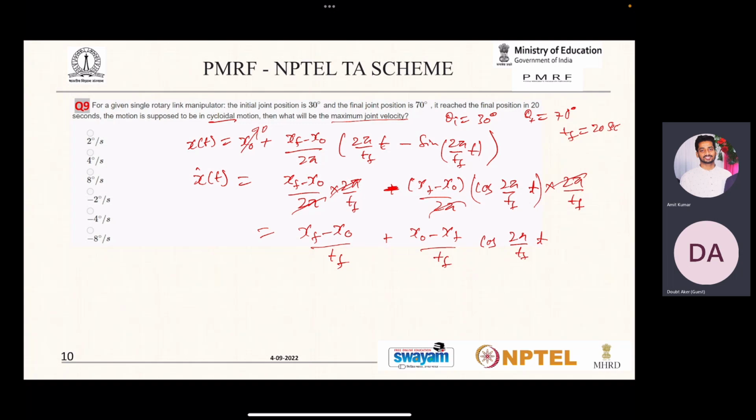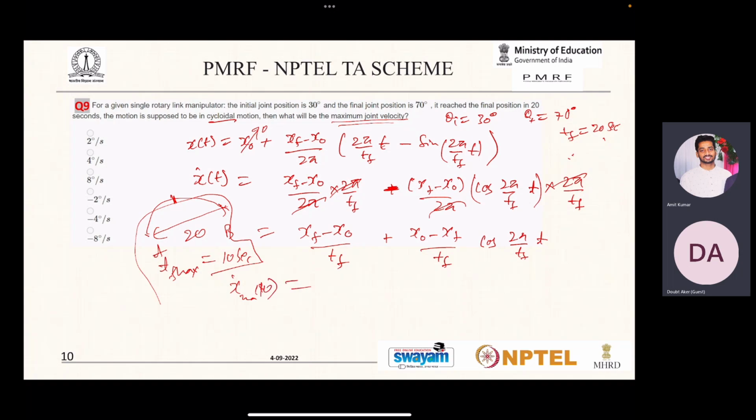Now we know that even for the cycloidal, the maximum velocity from A to B will happen only in the middle, right? That means the total time is 20, so the time when we'll have this maximum velocity, or T max, will be nothing but 10 seconds. So you can use that information here to find the maximum velocity. So x dot max will be at time 10 seconds.